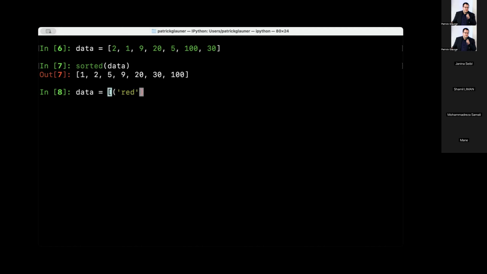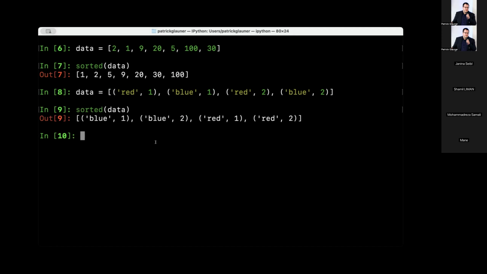And we have the first entry of a tuple is a string. The second entry of the tuple is an integer. And we have now such pairs. So red 1, blue 1, red 2, and blue 2, something like this. And now what happens if I call sorted on data?